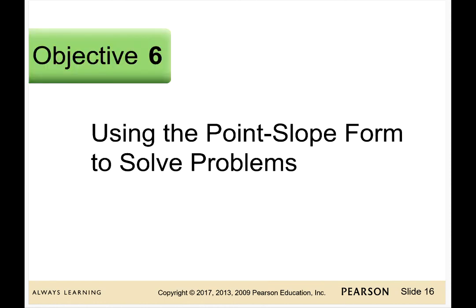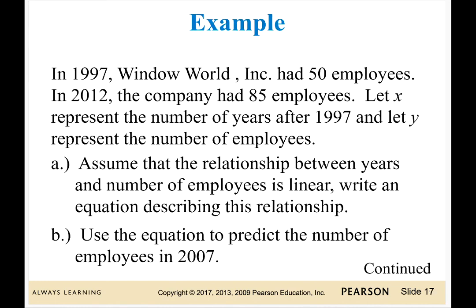All right, using point slope form to solve problems. So you are going to get word problems that do involve point slope form, or other forms of the line for that matter. All right, so in 1997, Window World had 50 employees. In 2012, the company had 85 employees. Let X represent the number of years after 1997, and let Y represent the number of employees. Assume that the relationship between years and numbers of employees is linear, so there's going to be a line. Write an equation describing this relationship. All right, and then use the equation to predict the number of employees in 2007.